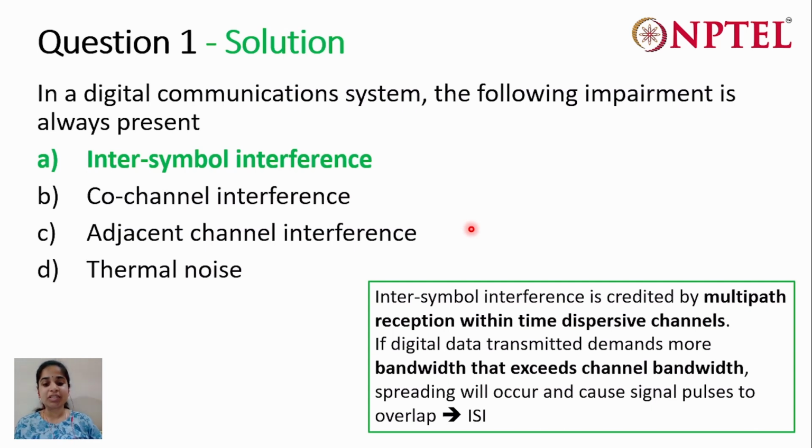Generally, digital data is represented by electric pulses and the communication channel is always band-limited. Such a channel disperses or spreads a pulse carrying digitized samples passing through it. When the channel bandwidth is greater than the bandwidth of the pulse, the spreading is very little. But when the channel bandwidth is lesser than or closer to the signal bandwidth, that is, if we transmit digital data which demands more bandwidth than the channel bandwidth, spreading will occur and it will cause the pulses to overlap. This overlapping is referred to as inter-symbol interference.